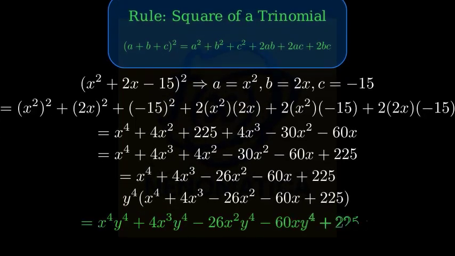Distributing the y to the 4th, we get x to the 4th y to the 4th plus 4x cubed y to the 4th minus 26x squared y to the 4th minus 60x y to the 4th plus 225 y to the 4th. Let's recap what we've learned.